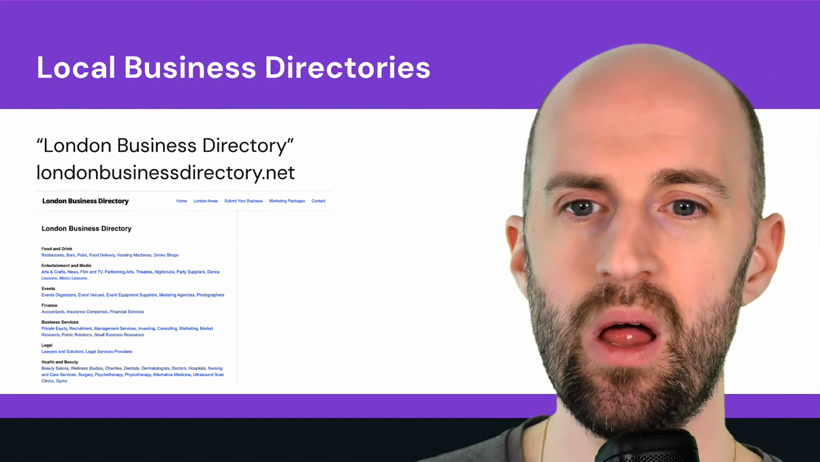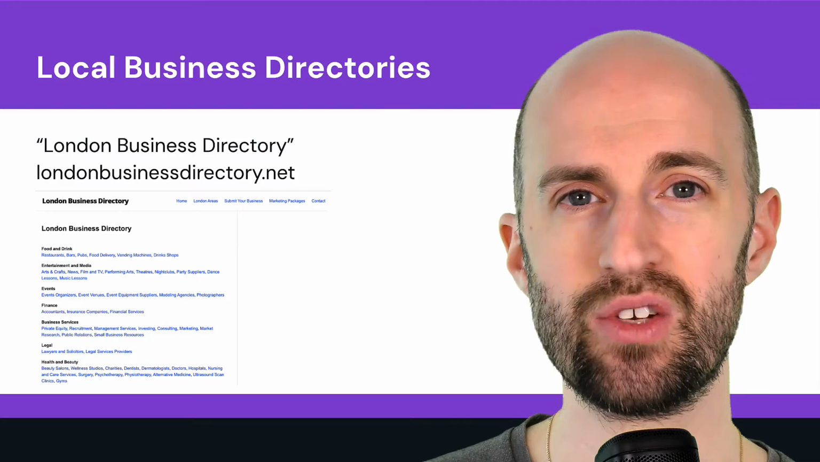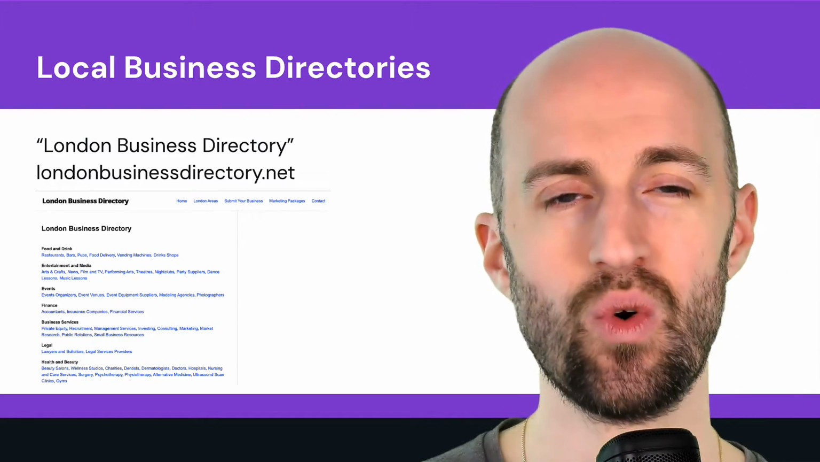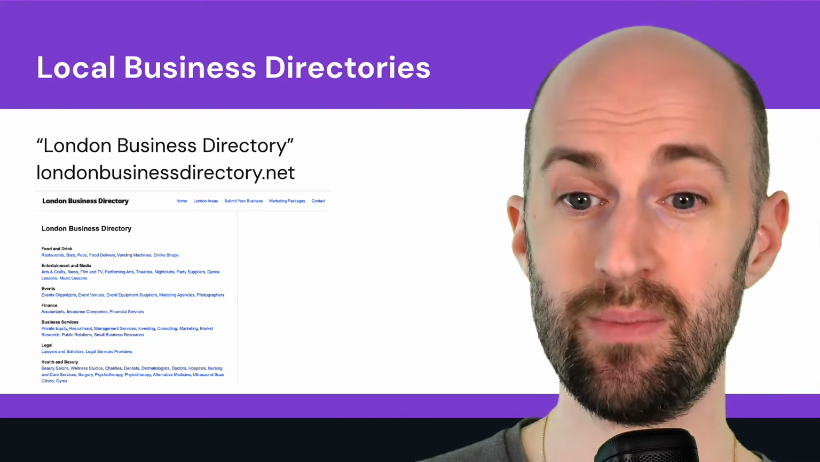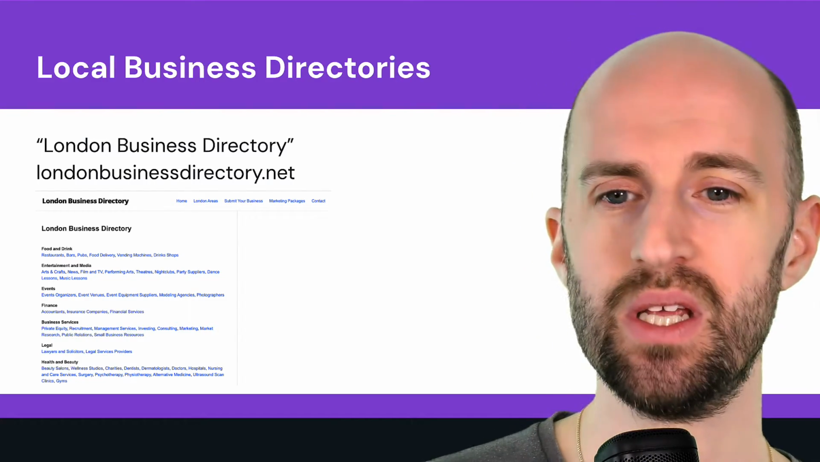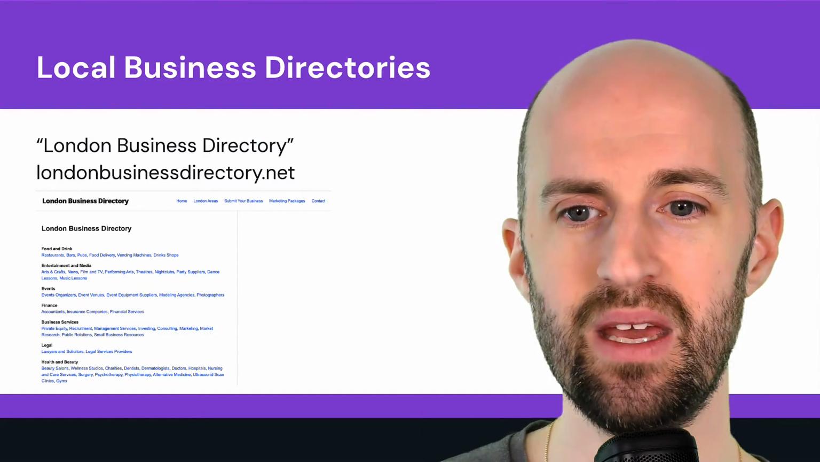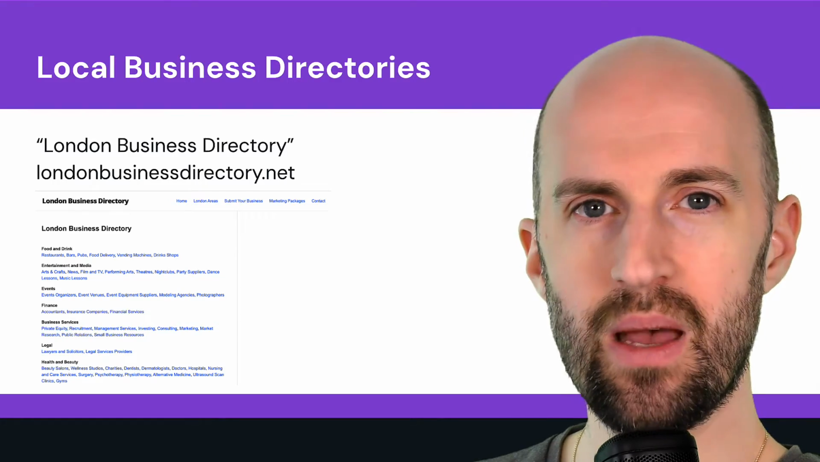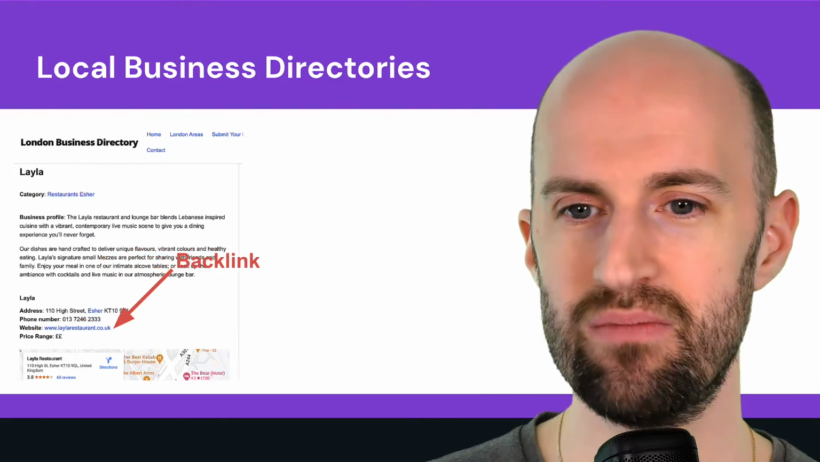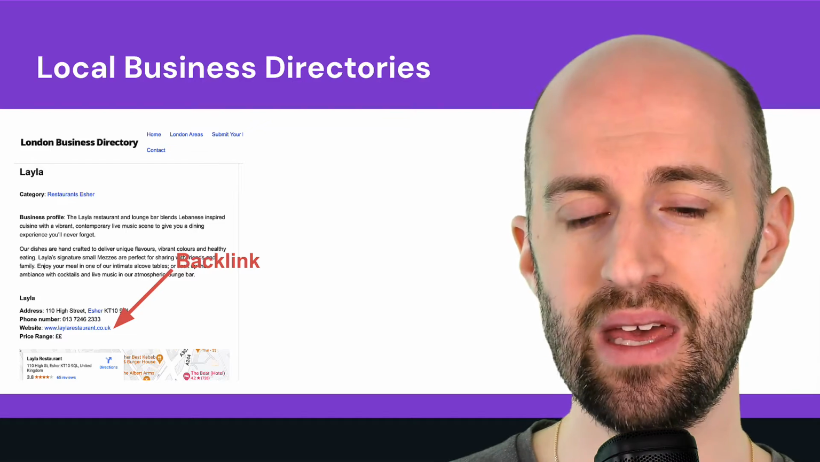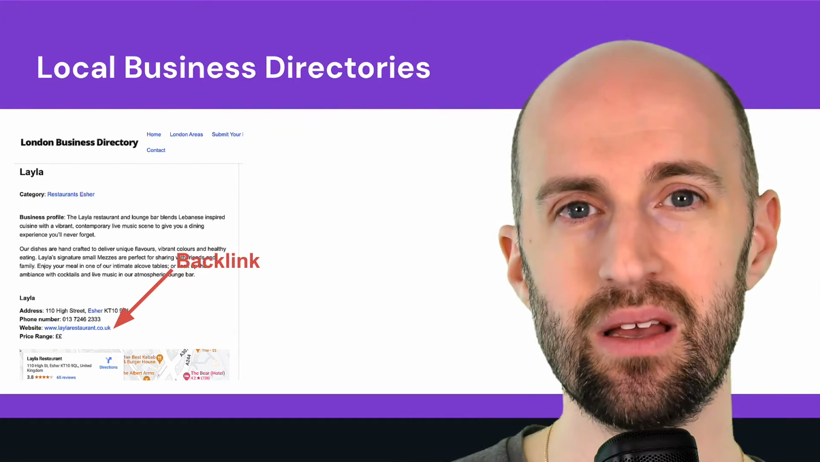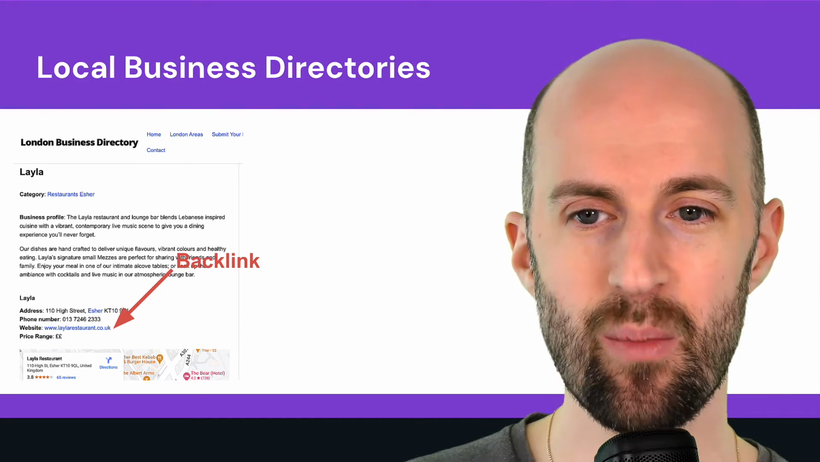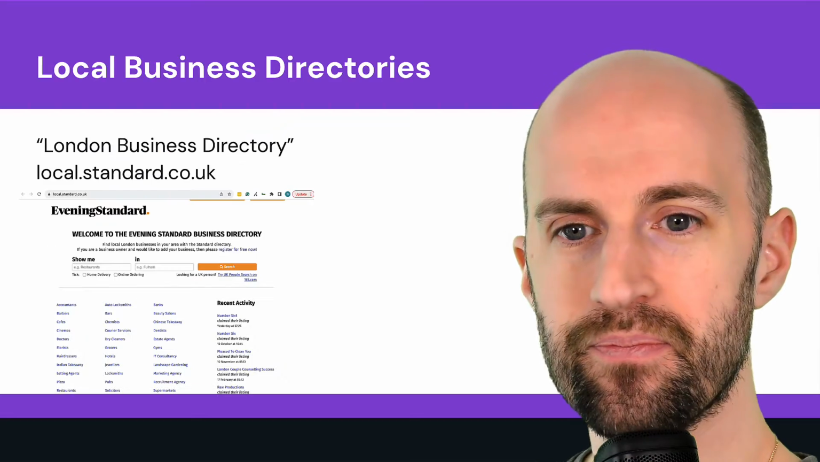So here's an example. I found London Business Directory in the UK, londonbusinessdirectory.net, and it organizes all of its businesses in different categories. For example, food and drink, entertainment, media, events, things like that. When you click on one of those and click on one of the businesses, the listing looks like this, and then you can scroll down and you'll see the backlink to their website right there. So that's a good example of a business directory listing.